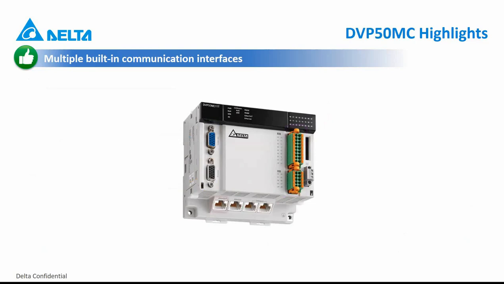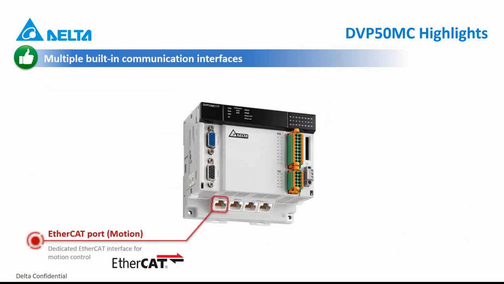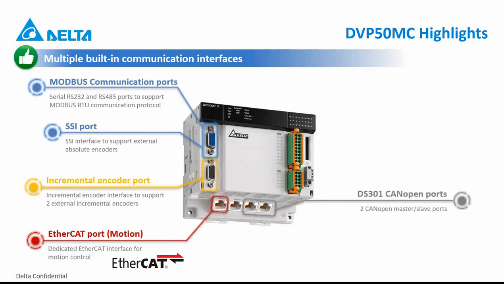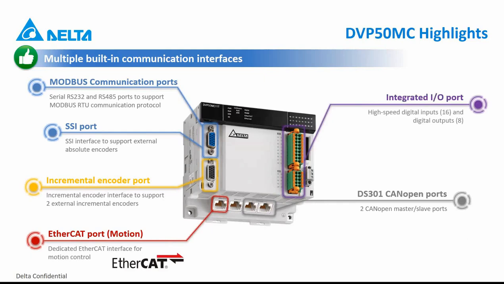How about 50MC? More or less the same, we can say, but for sure there is an EtherCAT port for motion, and there is a serial communication port. There is an incremental encoder port, and there are two CANopen ports, but both are standard DS301, not for motion, and an integrated I/O port like 15MC, and there is one Ethernet port for Modbus, for instance. And this is the overview for DVP 50MC.